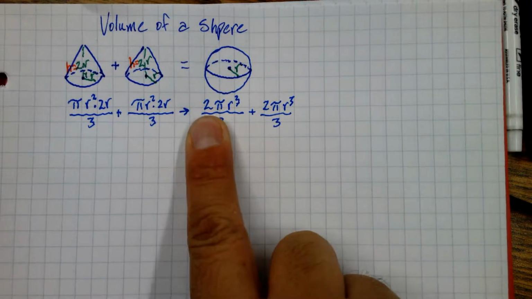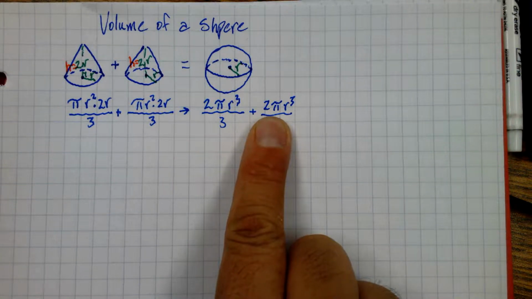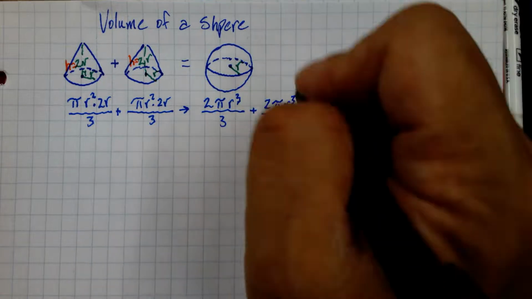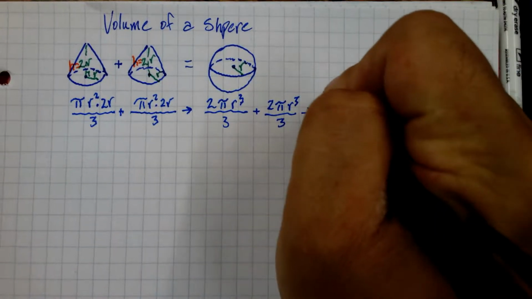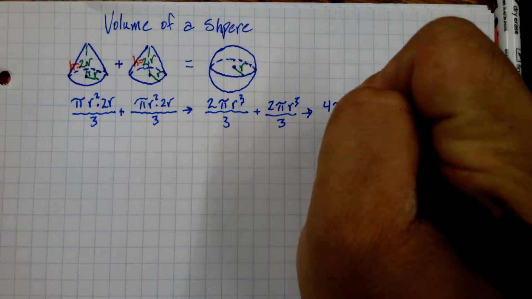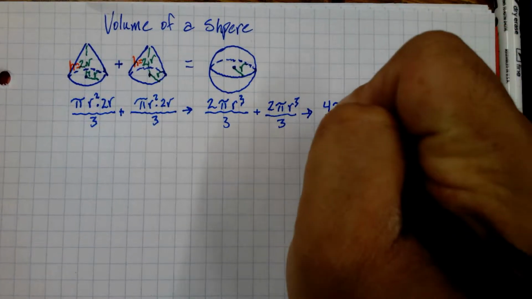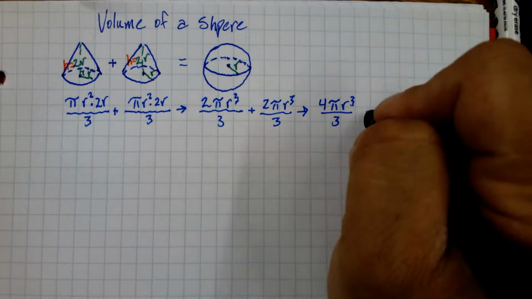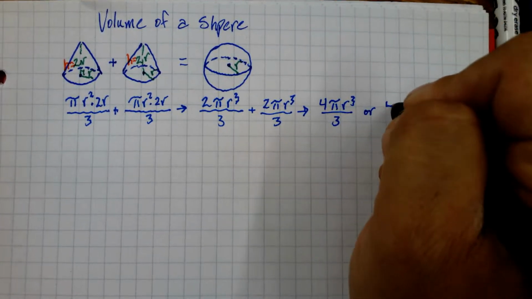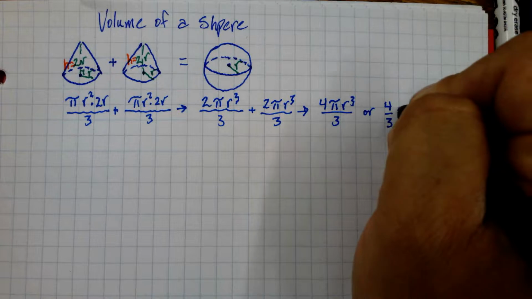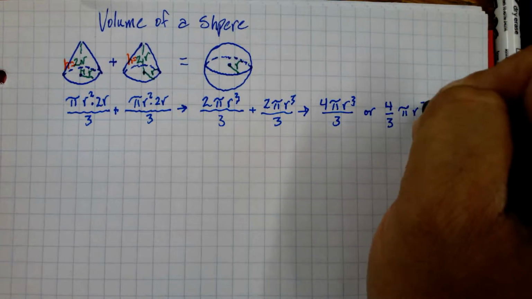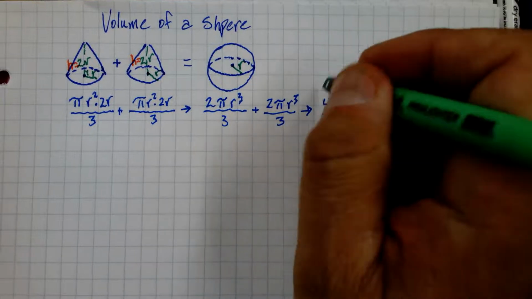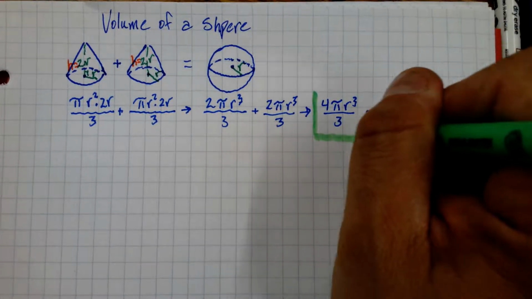Well, I got 2 here and 2 there. I would have 4 of them. So adding this together, I get 4 pi r cubed. So this is going to give me 4 pi r cubed over 3. Or, this is another way to write that, 4/3 pi r cubed. And either one of these is the formula for the volume of a sphere. 4/3 pi r cubed.